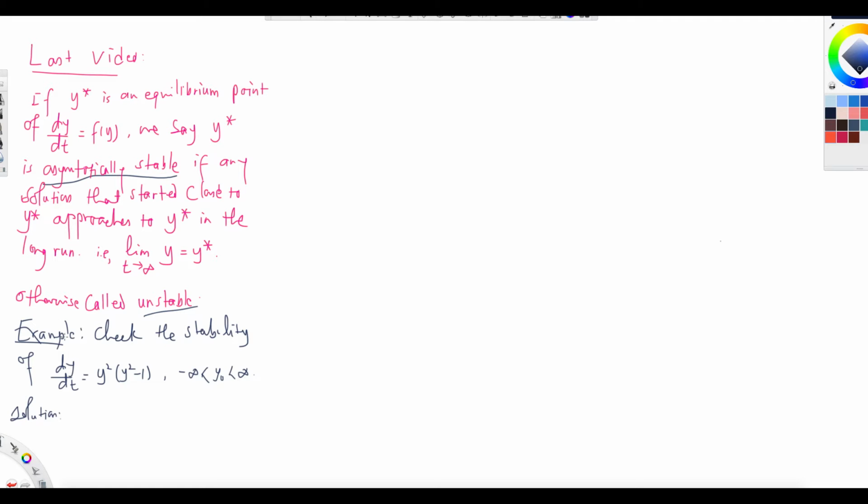Let us see the last example for testing the equilibrium, finding the equilibrium solutions and testing the stability. So here, check the stability of dy over dt equals y squared times (y squared minus 1). This is autonomous because there is no t on the right side, right? And y sub 0, the initial value of the solution, is anywhere between negative infinity and positive infinity. Anything is possible there, right?